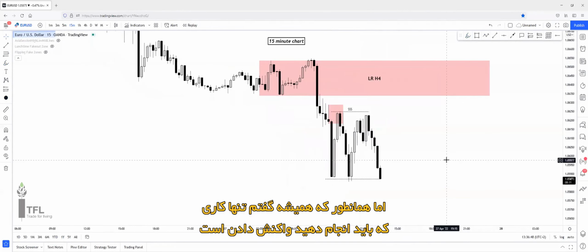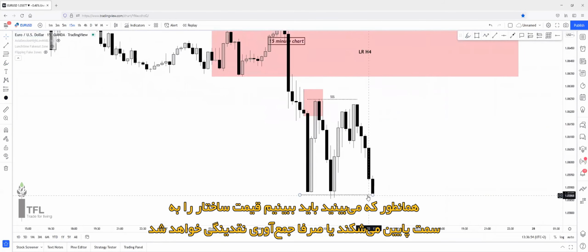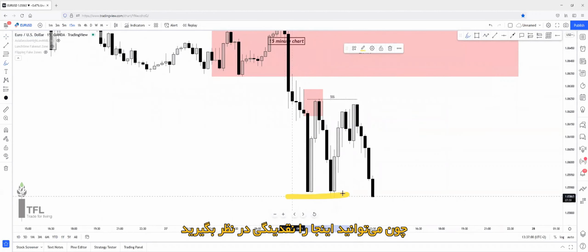But as I always say, all you have to do is react, right? All you have to do is react. And as you can see, price is actually creating a downside movement. Let's just see if this will be a break of structure or just a liquidity sweeping movement, because you can still consider this as liquidity.